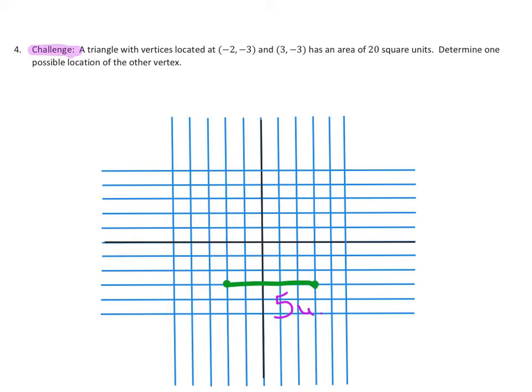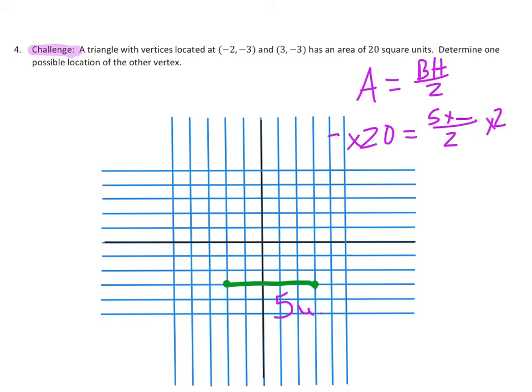So I've plotted -2, -3 right here. I've plotted +3, -3 right here. And I'm noting that -2 and 3 are 5 units apart. And since I know that my area is 20, I know that the area of a triangle is base times height divided by 2, or 1/2 base times height. And so I know that 20 equals 5 times something divided by 2. And so what I'm going to do is multiply by 2 on both sides.